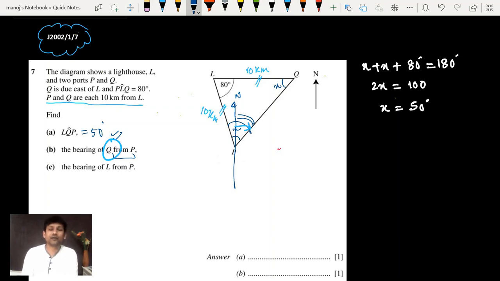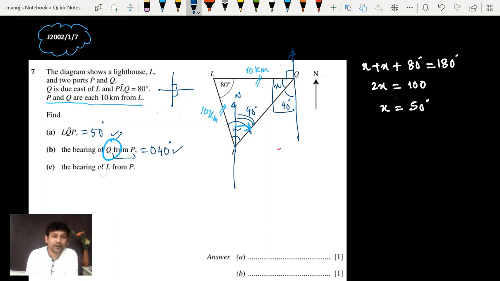Now, how can you do the calculation using this method? One thing: when I draw here, this angle is 50, so this angle will be 40. Because it's given, Q is east of L, so this is 90 degrees. This total is 90, so this 40 will also be 40. So your answer is 040 because we are doing the bearing.